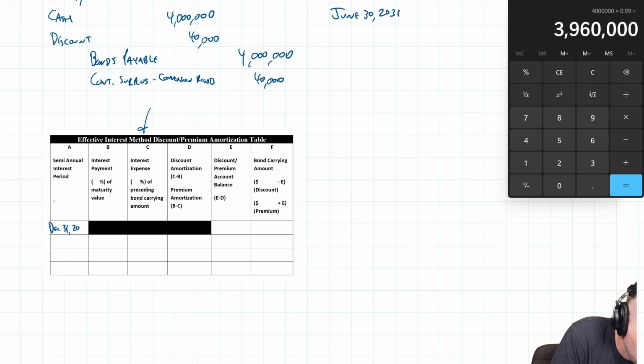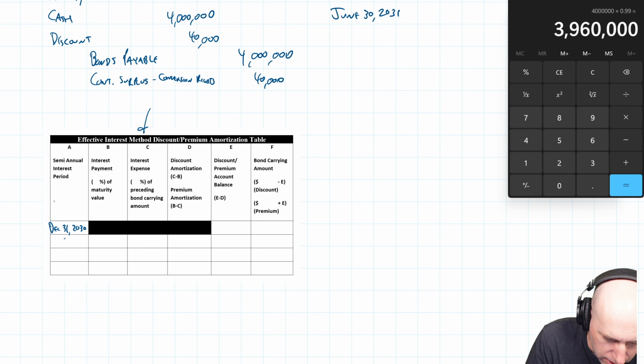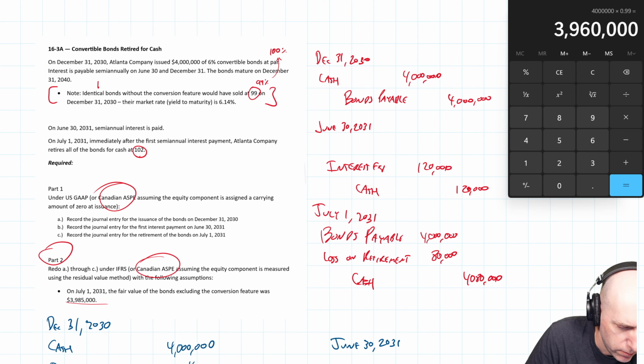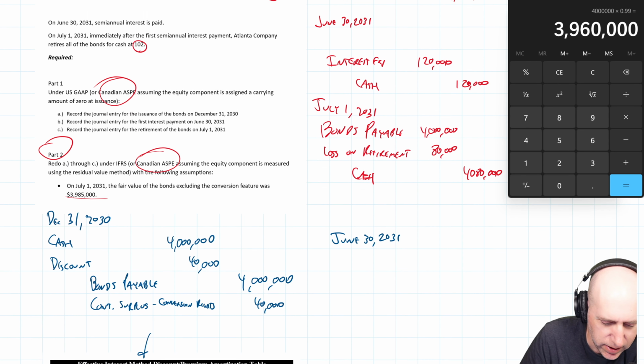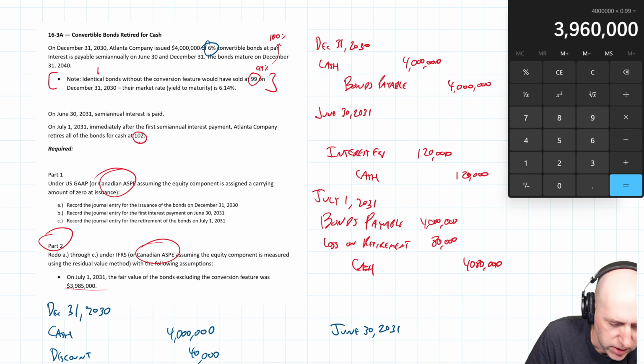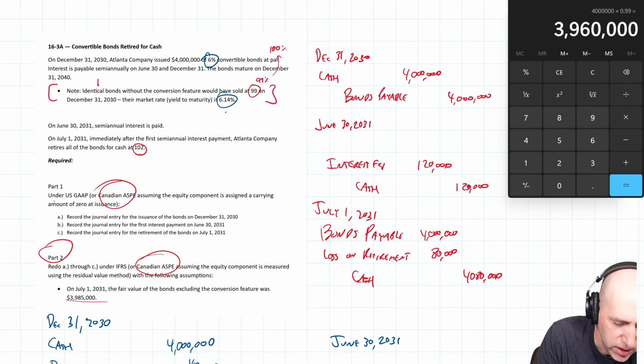December 31st, 2030, our discount account balance is $40,000, and our bond carrying amount is $4 million minus $40,000. It's $3,960,000. The next relevant date, June 30th, 2031. Our interest payment is based on what was written on the bond, the bond rate, 6%, and we divide by 2 to get 3% for semi-annual payment. Our interest expense is based on the market rate of interest, the yield to maturity, which is 6.14%.